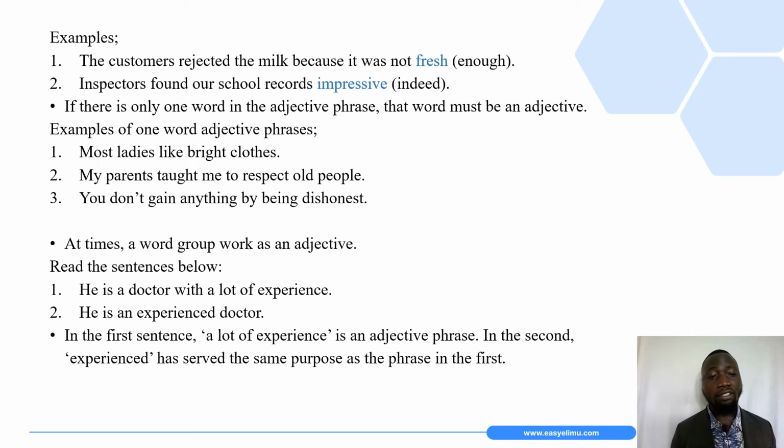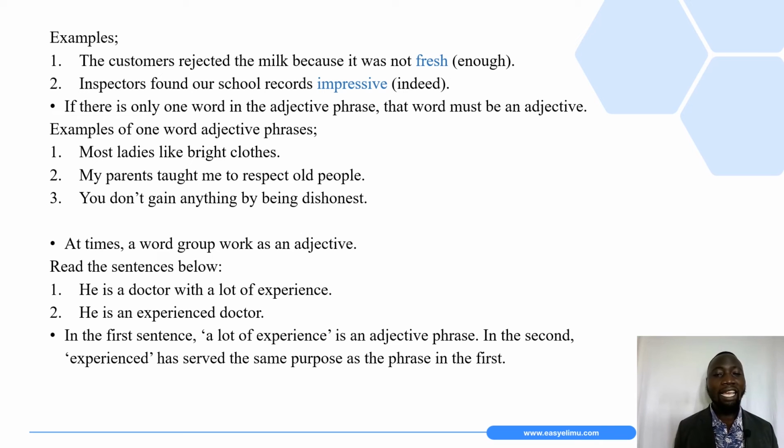The first sentence: most ladies like bright clothes. So we have the adjective bright, and because it is the only adjective, it is also acting as an adjective phrase. The second sentence: my parents taught me to respect old people. So again, if you look at the second sentence, we again have one adjective that is also acting as the adjective phrase.